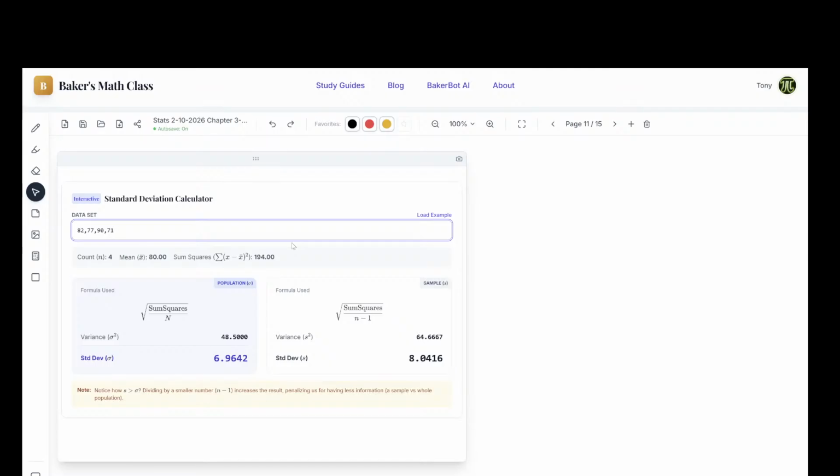You will notice that the standard deviation for the sample will always be bigger than the standard deviation for the population. Why? Why do you think that's the case?